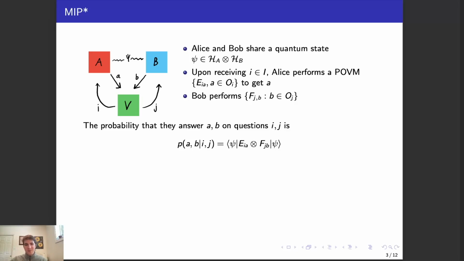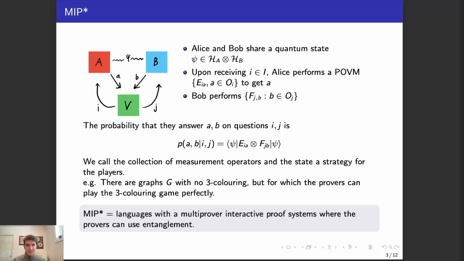The probability that the players answer AB on question pair IJ, then, is just given by the expectation value of the tensor product of their POVMs. We call the collection of measurement operators and the state a strategy for the players. So that's the freedom that they have in determining how they're going to respond to any given question pair.